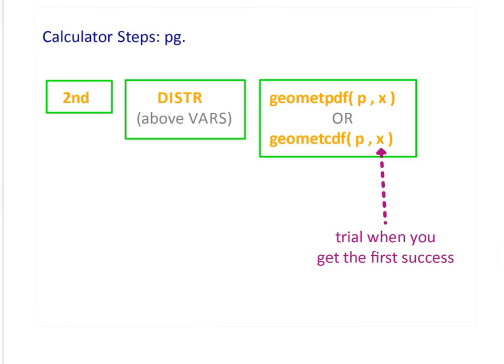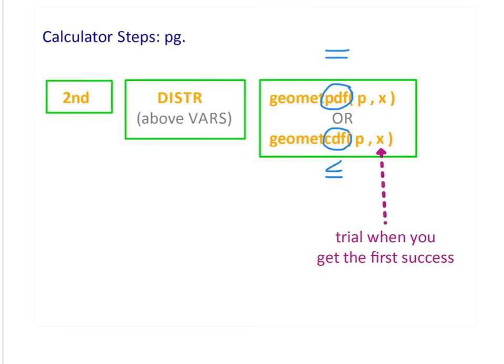Yes, you are correct. Your calculator does have a way of helping you do this. It's the same place as binomial, second vars or second distribution. Then there's 2 options, Geomet PDF and Geomet CDF. And like we said before, PDF is for my equal signs, CDF is for my less than or equal to sign.